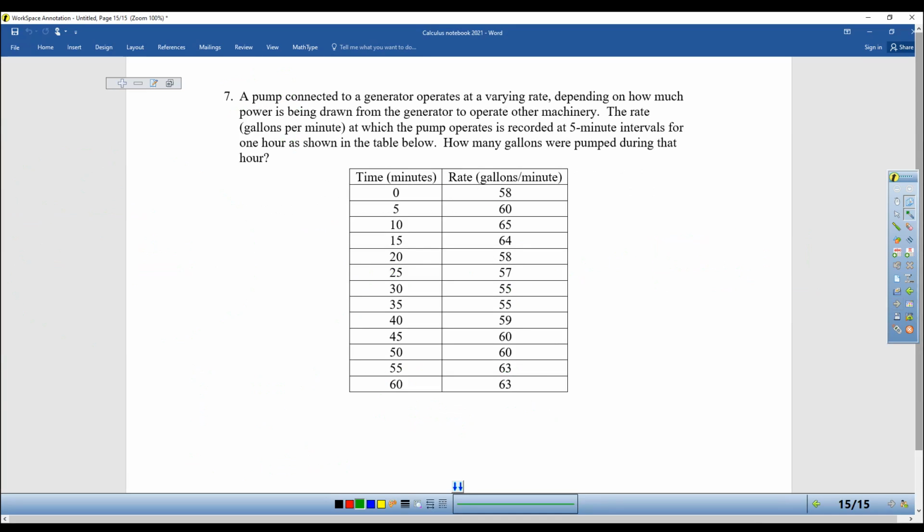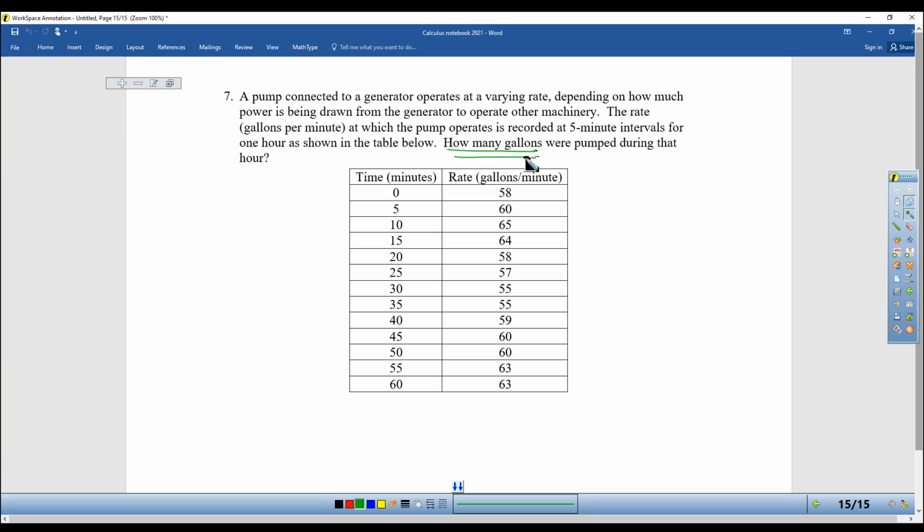Last one. A pump connected to a generator operates at a varying rate, depending on how much power is being drawn from the generator to operate other machinery. The rate in gallons per minute, so right away, there's my V, at which the pump operates is recorded in 5-minute intervals for 1 hour as shown in the table below.